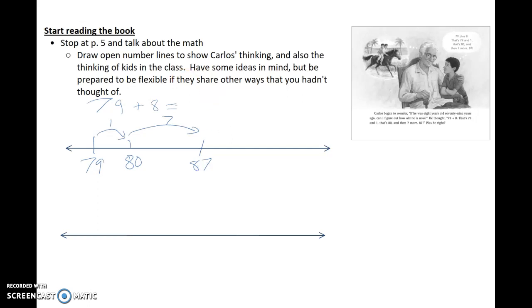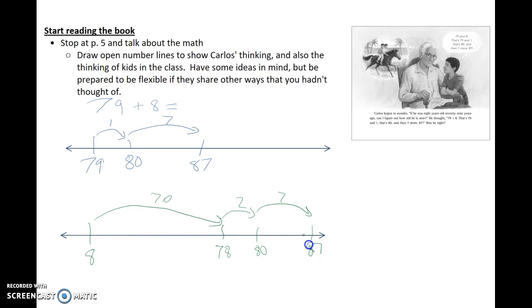And look to the class and say, is that true? What do you think? Are there other ways you could think about this? And then you can start recording other kids' thoughts. So someone might come up with other ways to do it. They might do 8 plus 79. They would start here with 8. And then you could add 70 to that to get you to 78. And then do 2 to get you to 80, and then, what is he at? Plus 7 more, it gets you to 87.